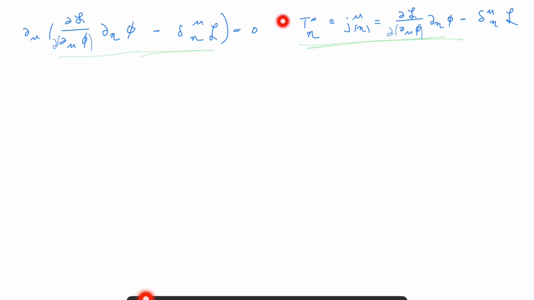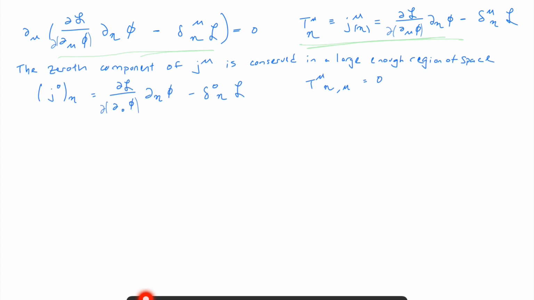So that's how you get this stress energy tensor. You give me which transformation you're talking about, which is eta, and I'll give you a 4-vector J mu. The 0th component of which will become important. That's the stuff that's being conserved, which I'll show right now. Remember now, it's the 0th component of J mu of this whole thing that's conserved in a large enough region of space. And that's the quantity we really, really care about.